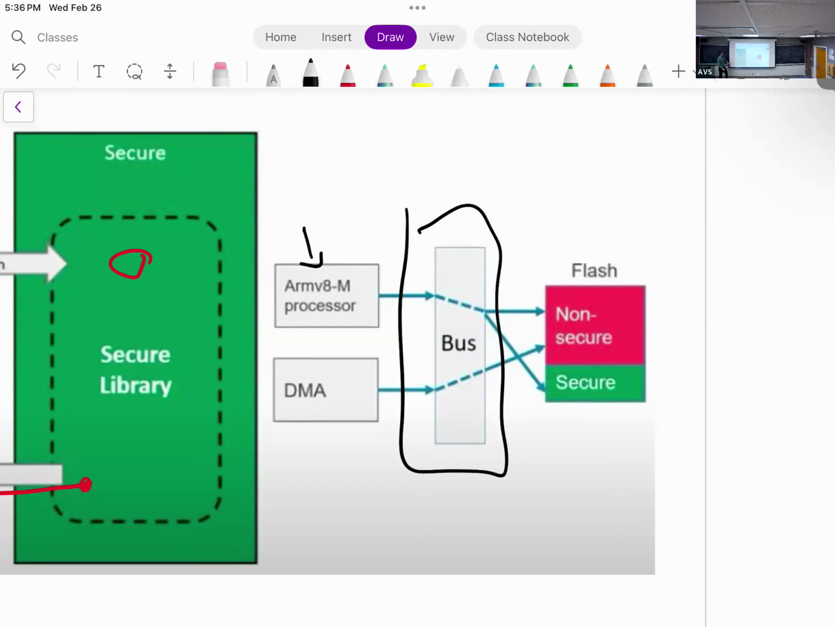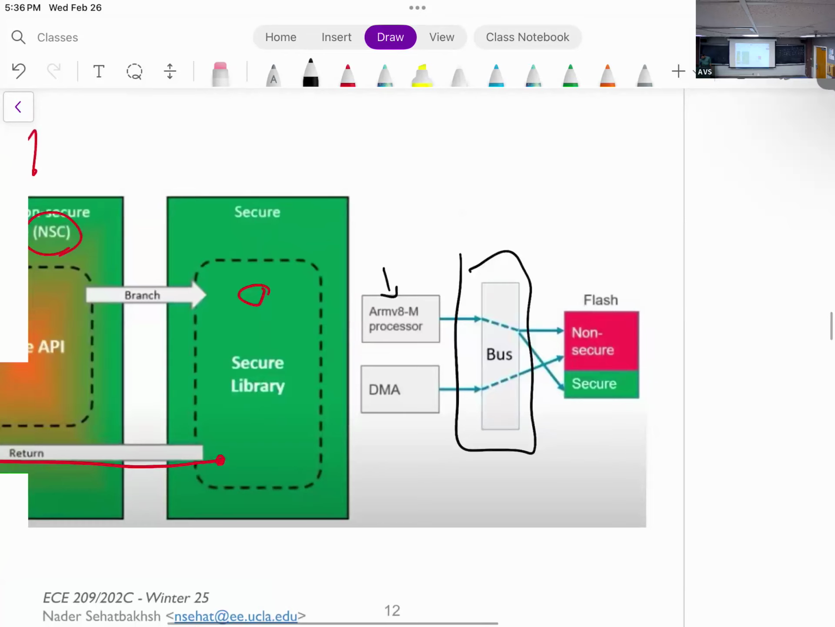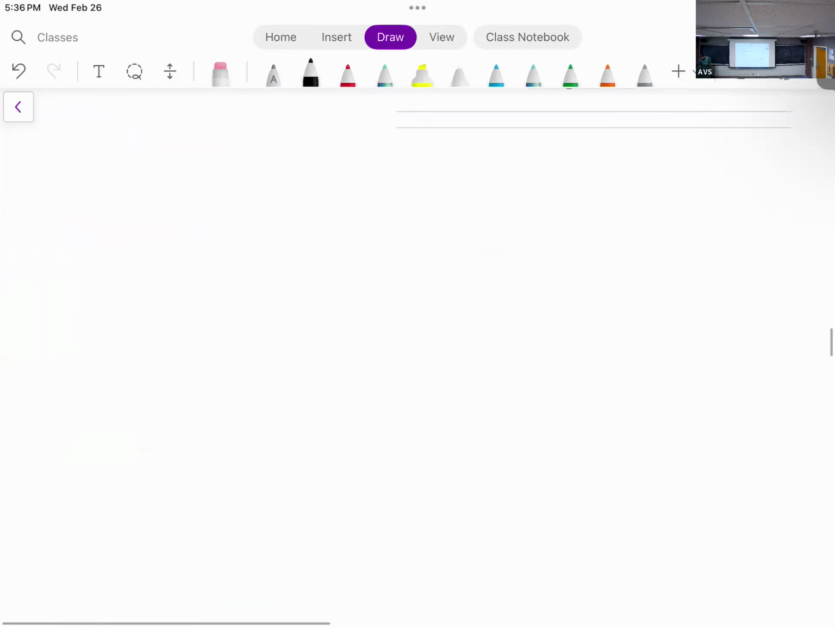Okay, how do they do that? They essentially just add 1 bit to every memory, where 0 means, for example, non-secure and 1 means secure. So the only thing you need to do is check that bit. Ones can access ones and zeros. Zeros cannot access ones. Okay, so that's all you need to do in TrustZone.